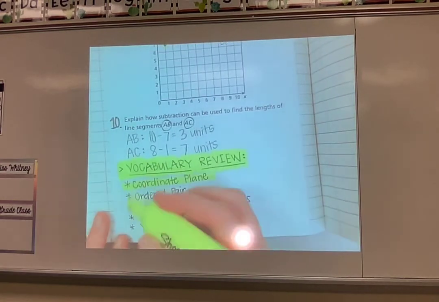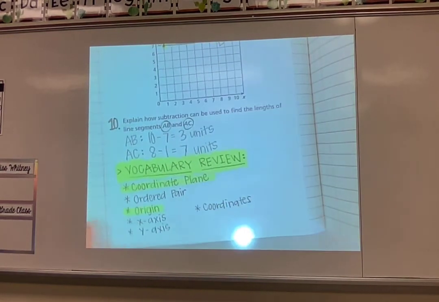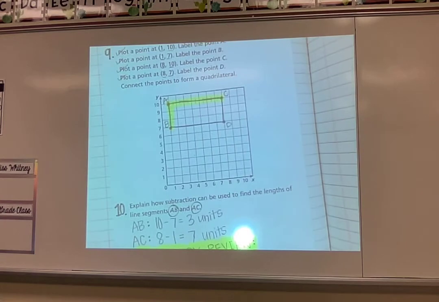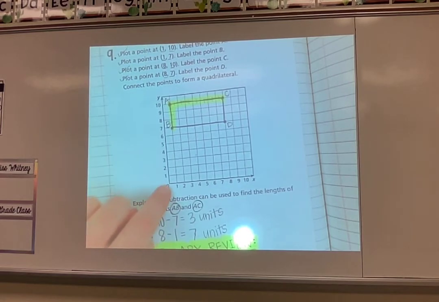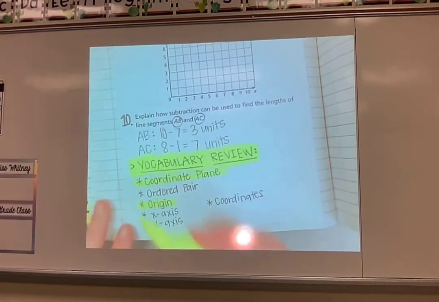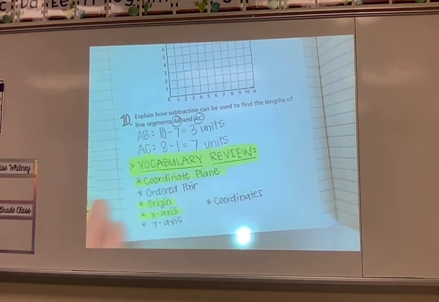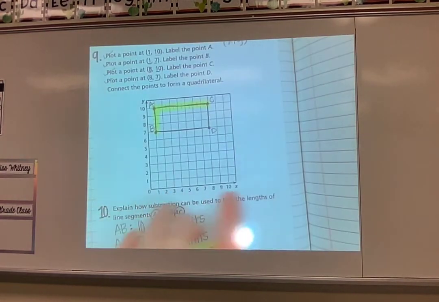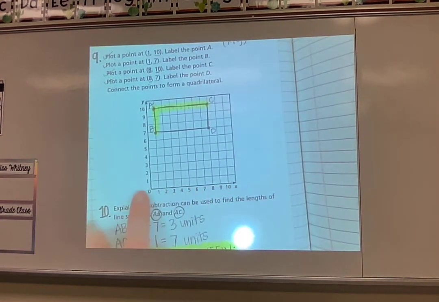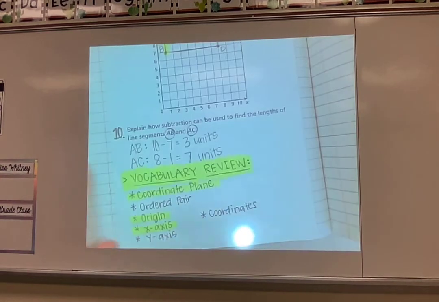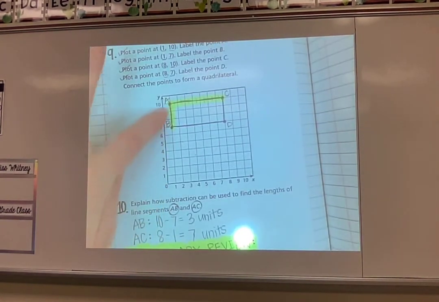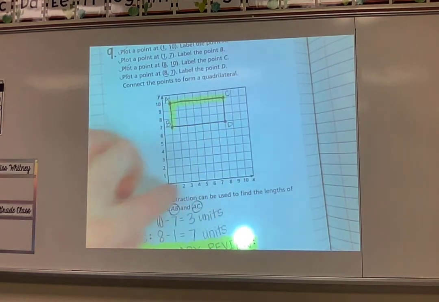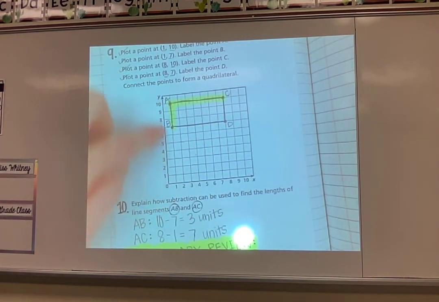Then we talked about the origin. Think about origin, remember, is at the 0. I think about origin, O. That goes together. So 0 is this point down here. That's called the origin. Then we have the x-axis, which remember is along the bottom. The x is along the bottom. Here's the x-axis. And then we have the y-axis, which goes up and down. So x-axis goes across, y-axis goes up and down.